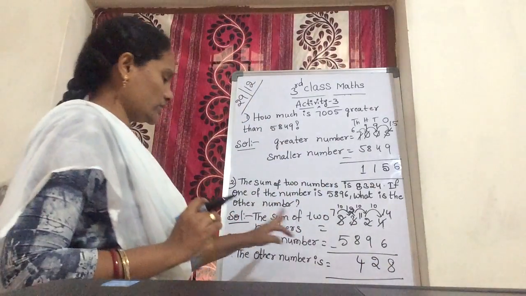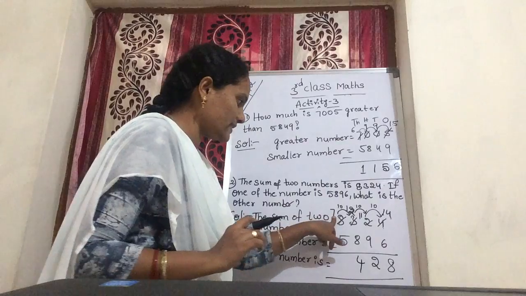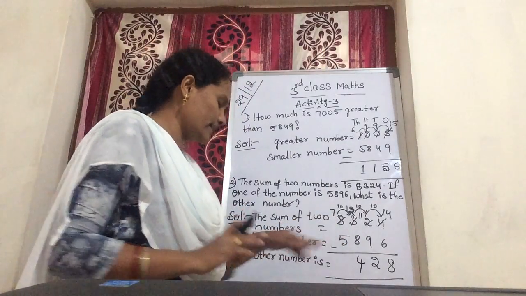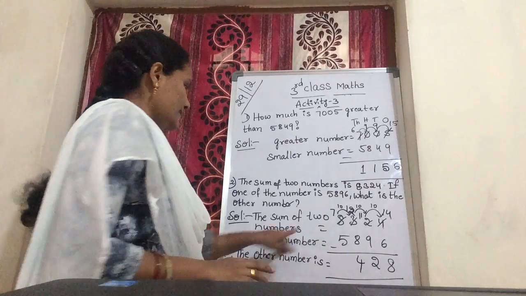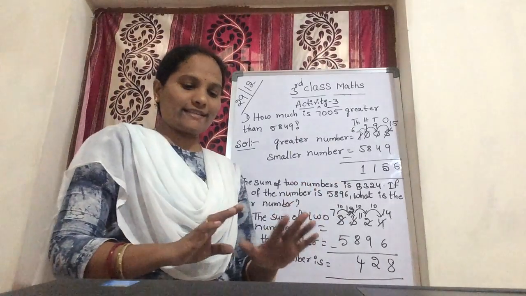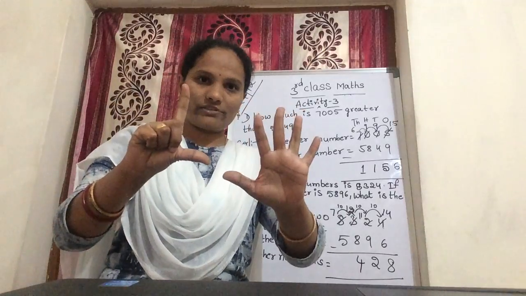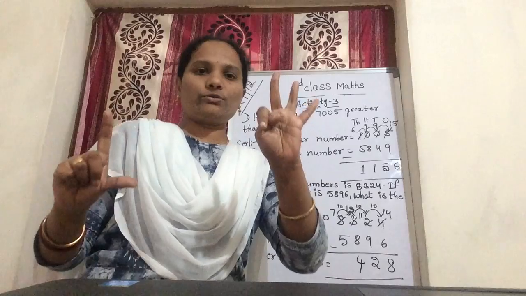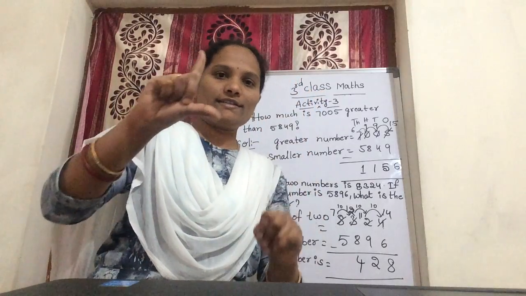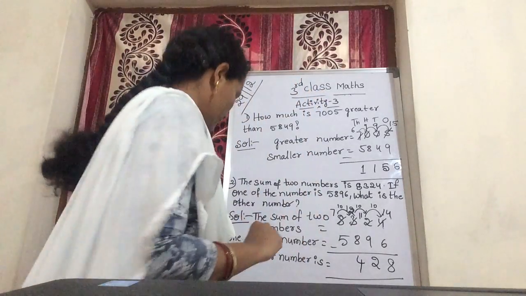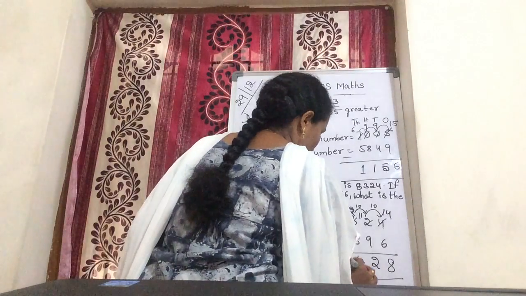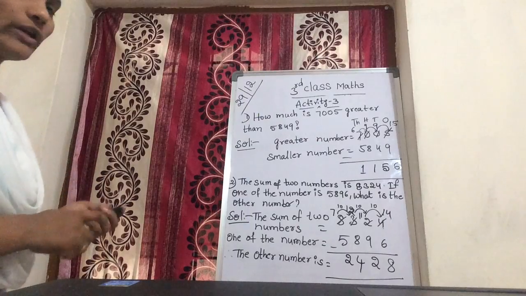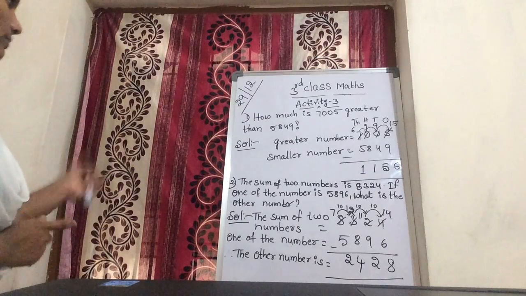Okay. Now still here, how much number is there? Only 7. Now 7 minus 5. Count it, Amma. 7 minus 5. So you are taking 7 fingers. You are removing how much? 5. 1, 2, 3, 4, 5. Still 2 is there. What is your answer? 2. So the other number is what, Amma? 2428. Now please copy it.